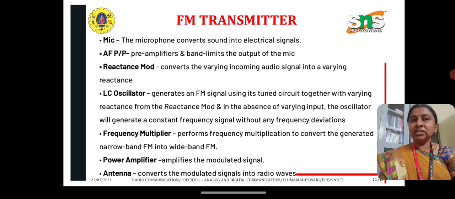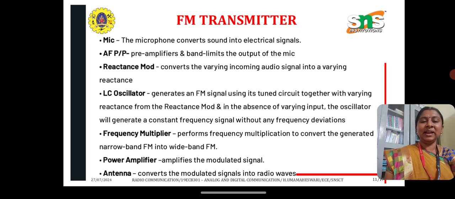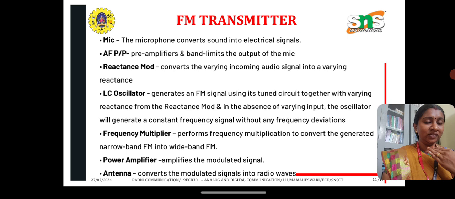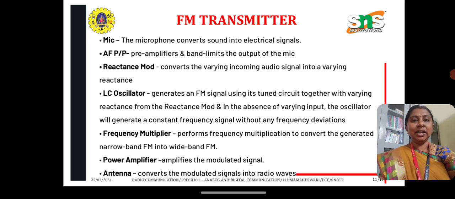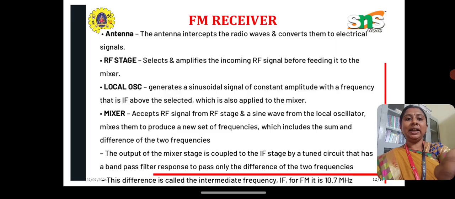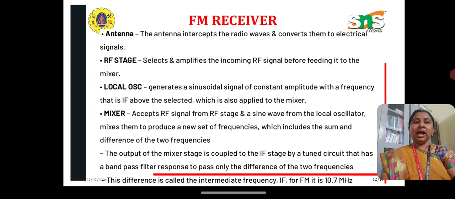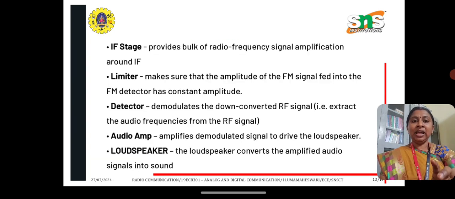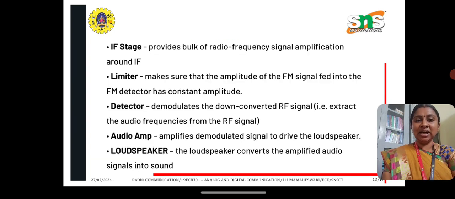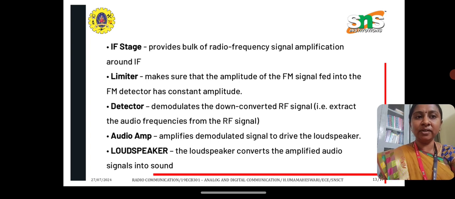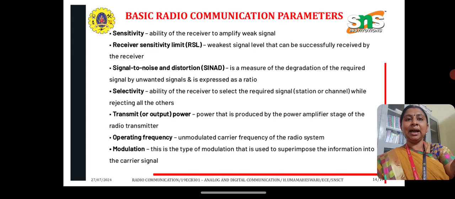The same process is used in the FM transmitter. Instead, we go with the LC oscillator and the frequency multiplier. Here the frequency is multiplied in order to convert the narrow band FM to wide band FM. And in the FM receiver we use a limiter, which makes sure that the amplitude of the FM signal fed into the FM detector has a constant amplitude.